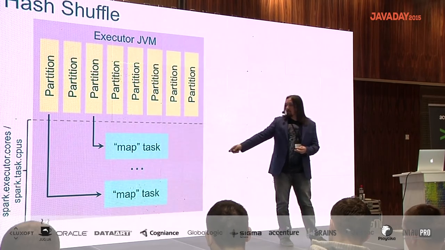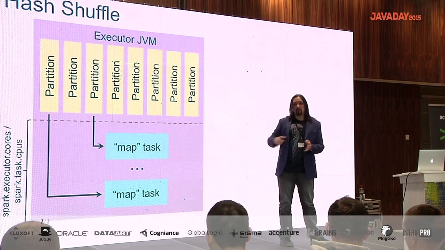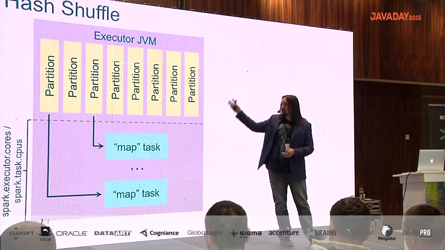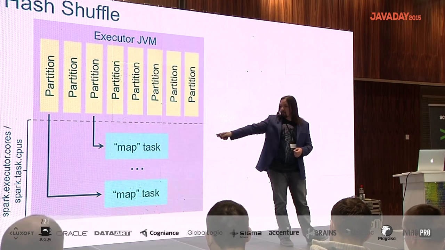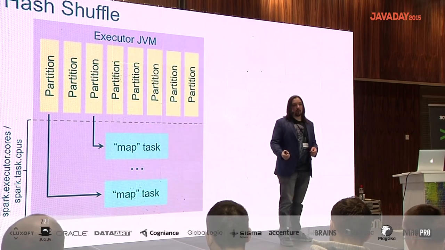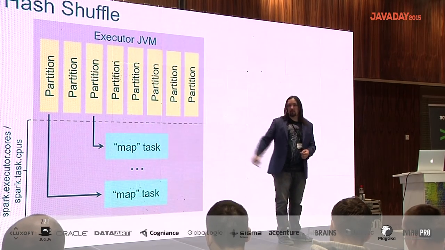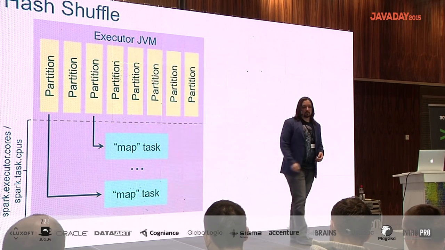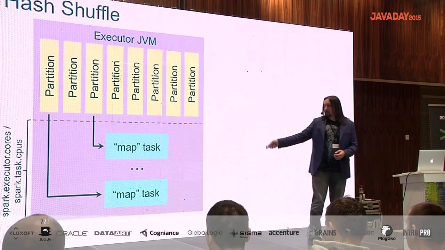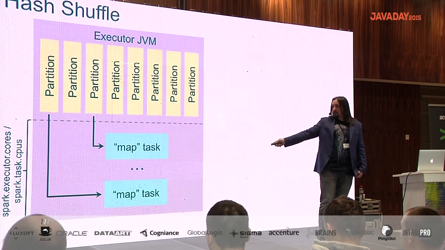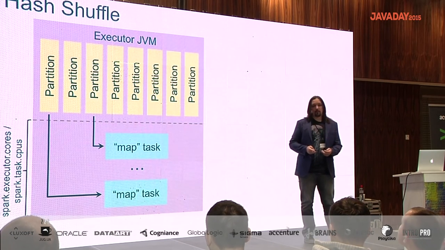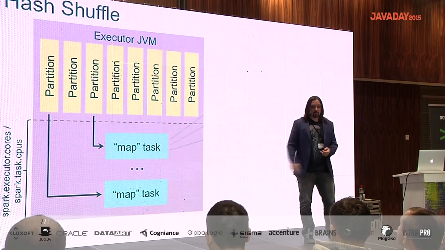If you divide them, you will have a number of execution slots on each of the executors. By default, spark.task.cpus equals 1. So when you set executor cores to 10, you get 10 executor slots. Set it to 15, you get 15 parallel tasks running. I call them map tasks because it is very familiar from MapReduce. In general, it's just tasks.